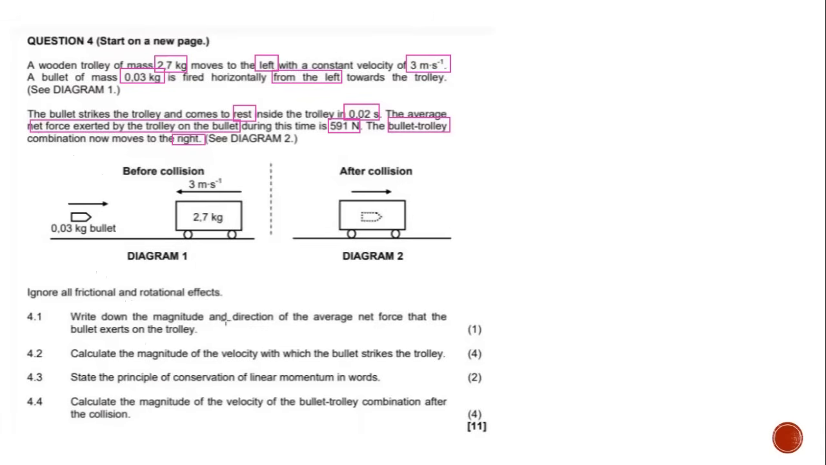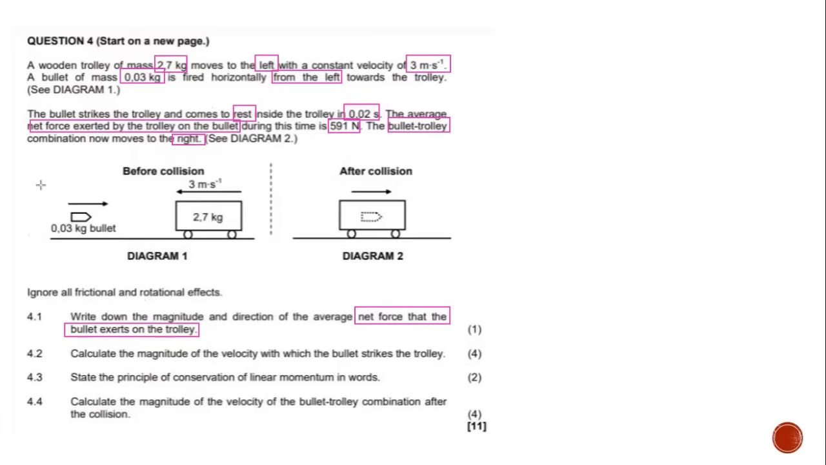4.1 says write down the magnitude and direction of the average net force that the bullet exerts on the trolley. Note that it is the net force that the bullet exerts on the trolley. Now, what's different between these two statements? Here they said the net force exerted by the trolley on the bullet. Here they are looking for the net force that the bullet exerts on the trolley.